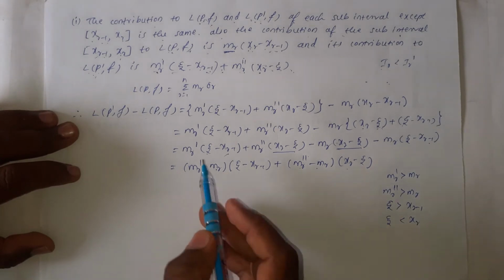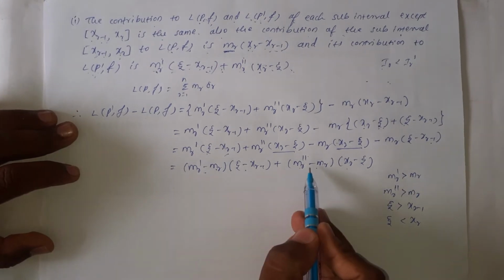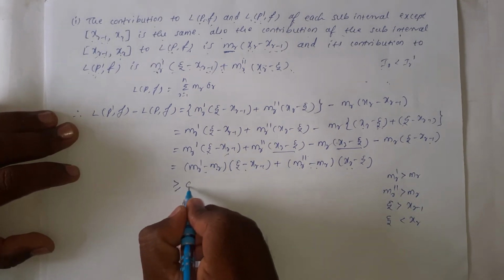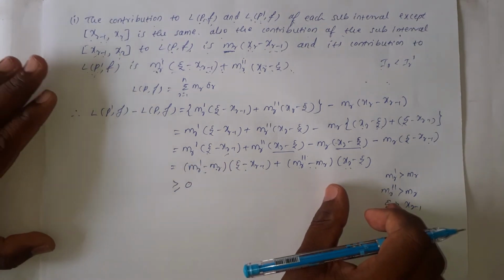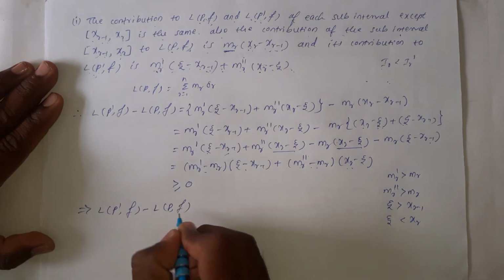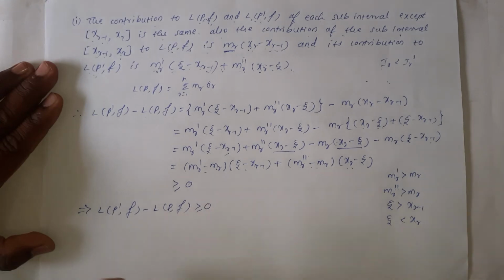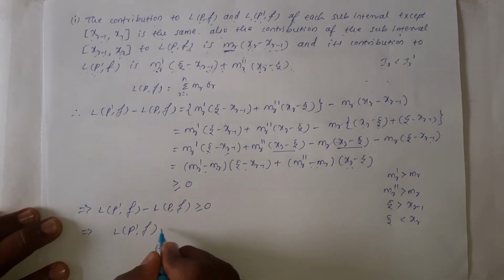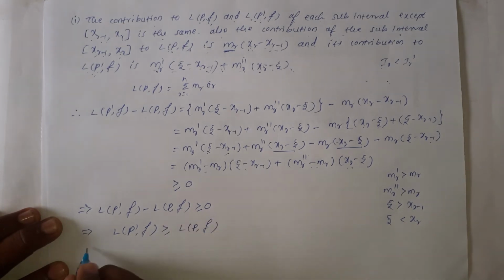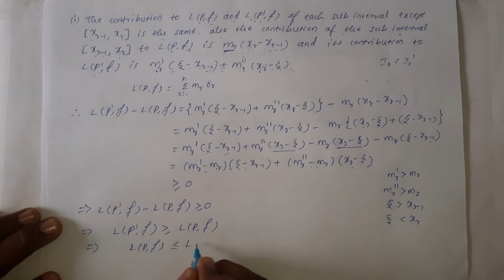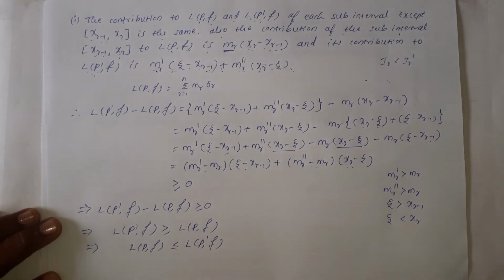So therefore, this one is greater than 0, this one is greater than 0, and also this is positive, this is also positive, then the total quantity will be greater than or equal to 0, since all the terms are positive. So it implies that L(P', f) minus L(P, f) is greater than or equal to 0. Then we can write that L(P', f) is greater than or equal to L(P, f), or the same result can be written as L(P, f) is less than or equal to L(P', f).